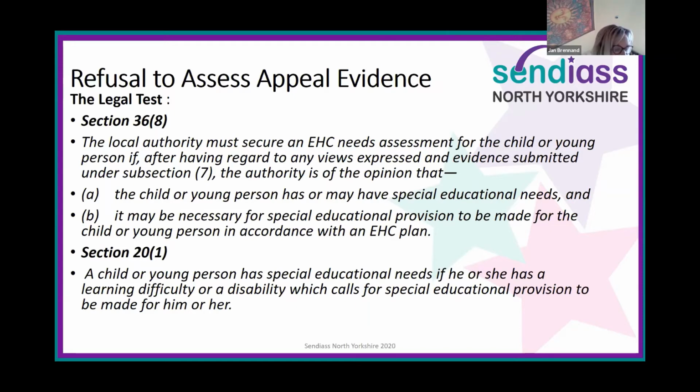Okay. And it's really important when you're doing one of these appeals not to get distracted by irrelevant considerations. This legal test is crucial to your argument. So it's not required that they definitely have a special educational need, only that they may do. So it is possible that they've got SEN. So a child has SEN if they have either a learning difficulty or a disability. And it's a really low bar.